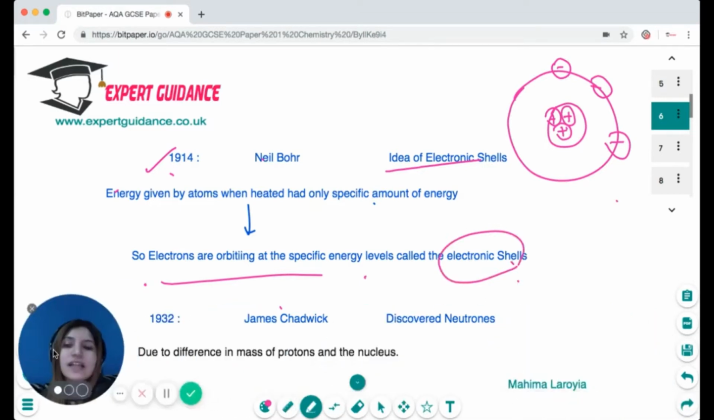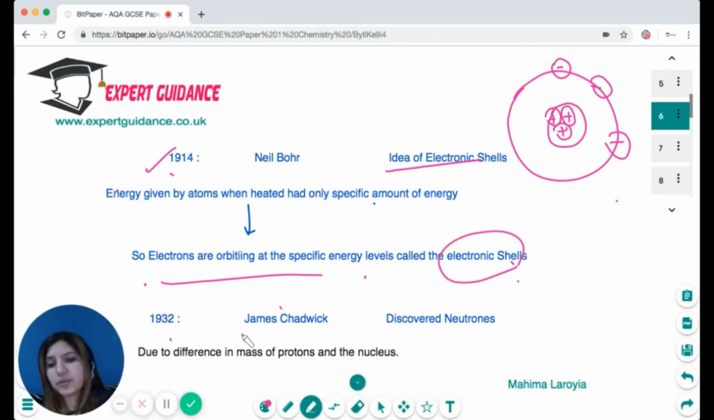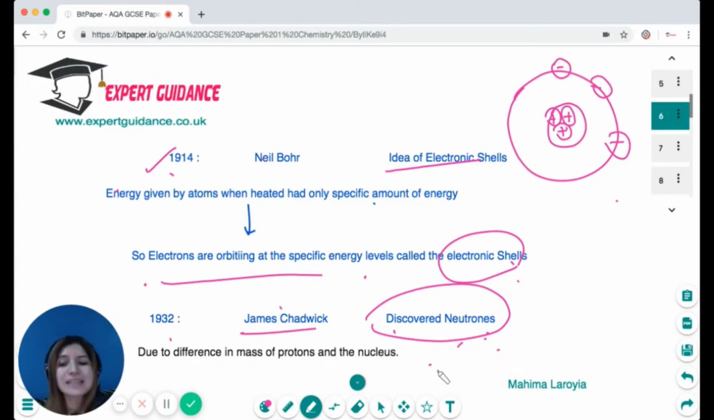Then there was another scientist who came in 1932 called James Chadwick. The observation was, when they were taking the mass of the atom and the mass of the protons, there was a mismatch. Although the atom was still neutral charge-wise, there was a difference in masses. So James Chadwick discovered that there's a third subatomic particle present called the neutron, which has no charge, but has a mass similar to that of protons, and that is present inside the nucleus along with the protons.